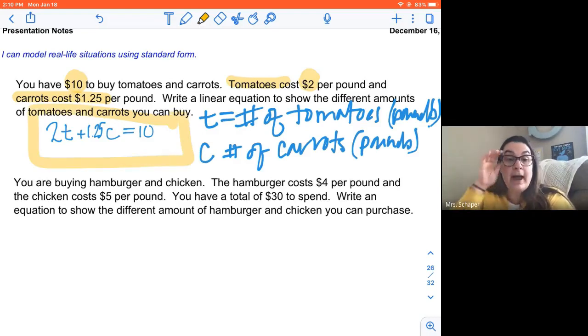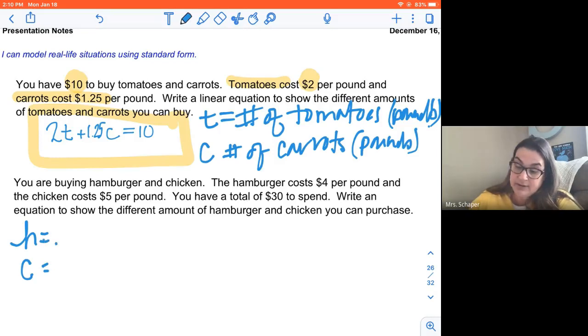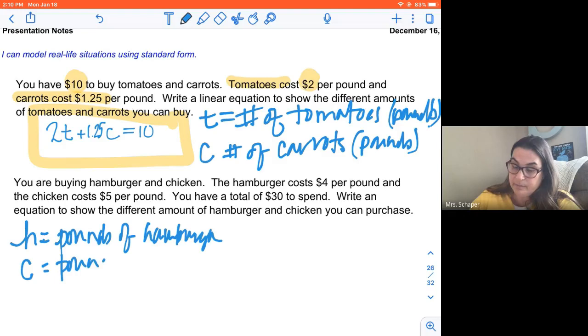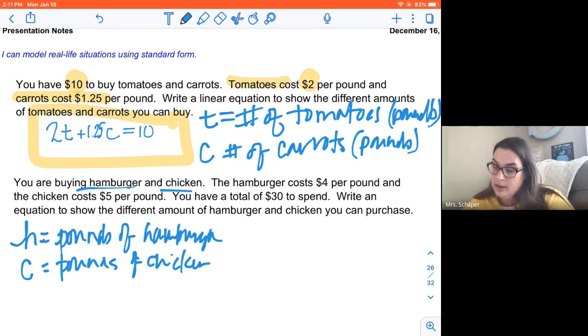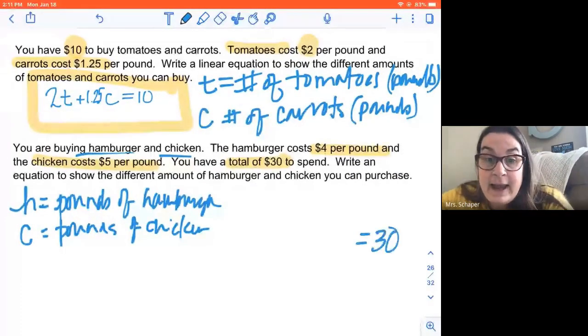Next question. You are buying hamburger and chicken. So I'm going to have H and C as my variables. H is going to be the pounds of hamburger, and C is going to be the pounds of chicken, because that's what I'm going to be buying, okay? Now, we know that hamburger is $4 a pound and chicken is $5 a pound, and we have a total of $30 to spend. So I know that it's going to equal 30 because that's how much money I have to spend.